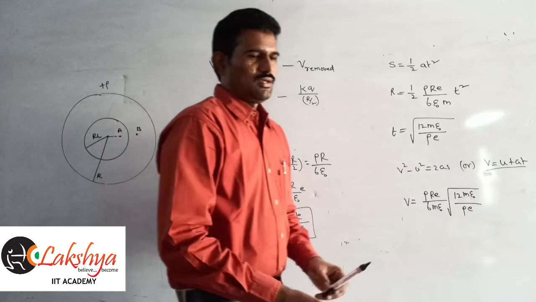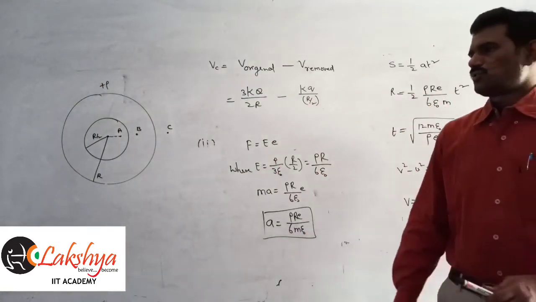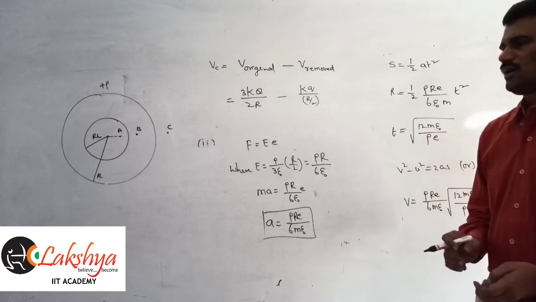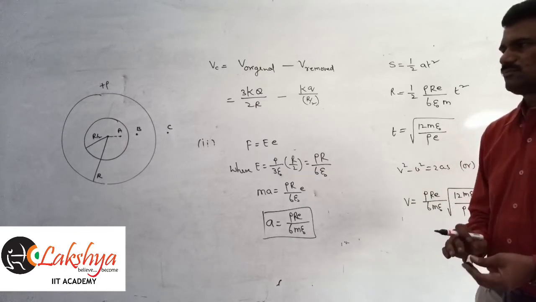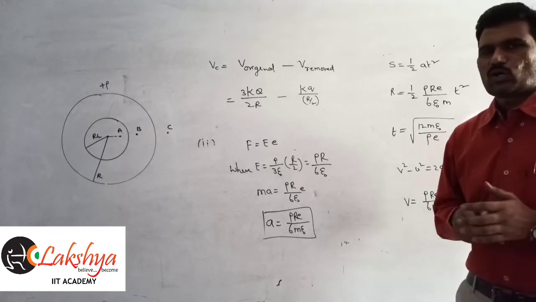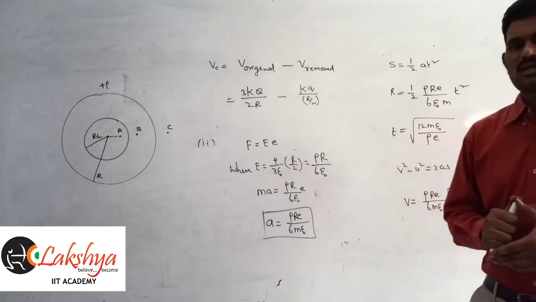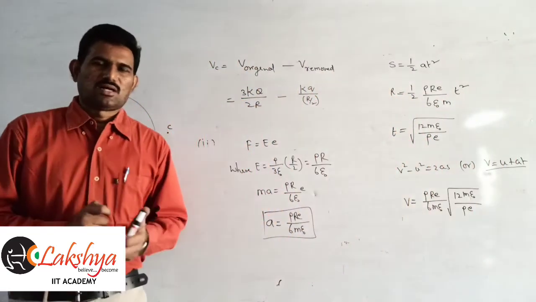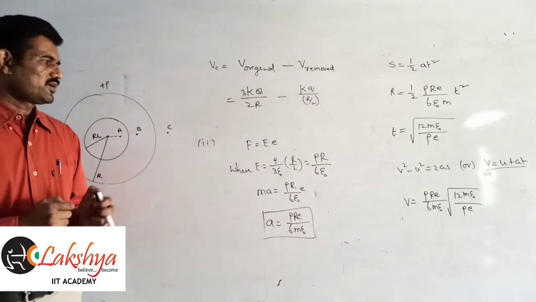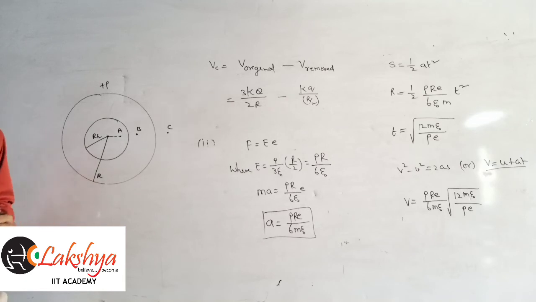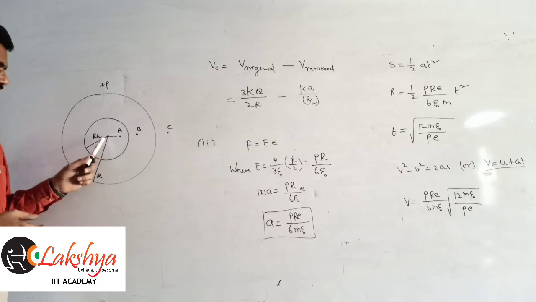As shown in the figure, next question: a spherical and concentric cavity of radius R by 2 is made in a sphere of radius R, having charge density rho.